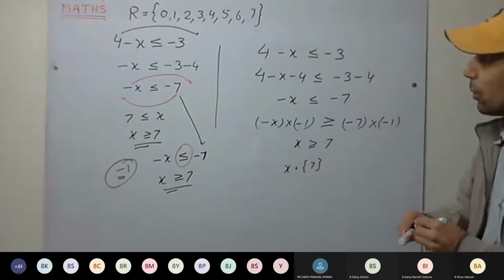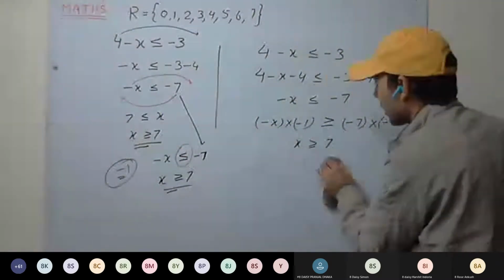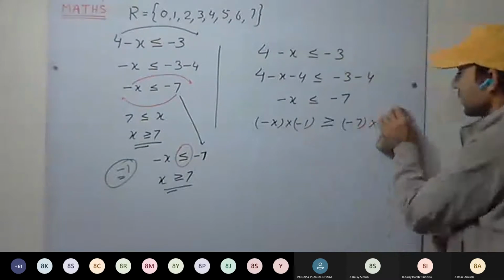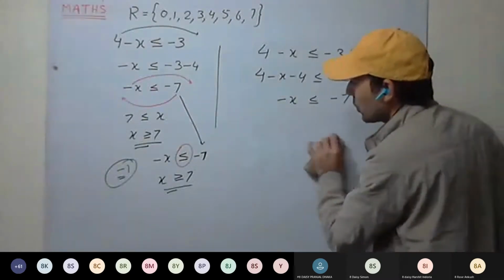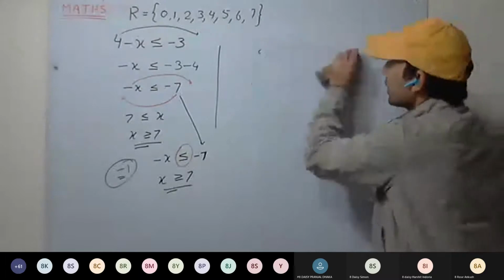Understood? So mainly we will be using the first way. Understood this one? So from now onwards we'll be using only the first way. Okay?